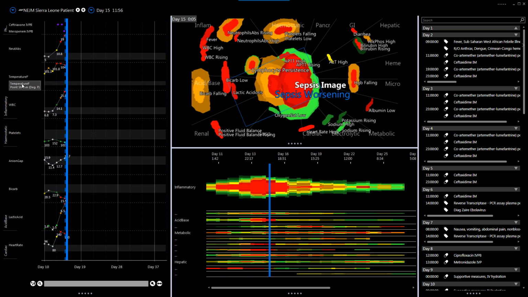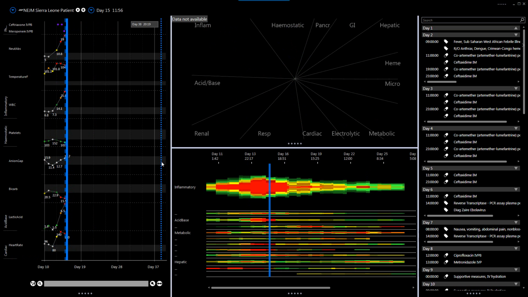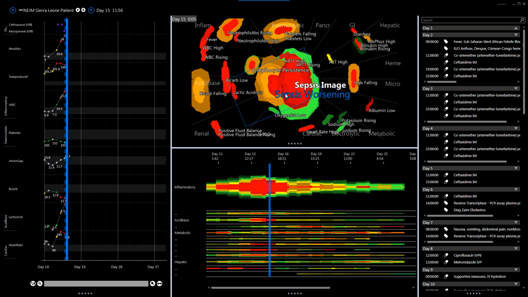So, for instance, the rise in white blood cell count, the high fever, the rise in absolute neutrophil count, the rise in anion gap, the fall in bicarb, the rise in lactic acid, and the rise in heart rate. All of these combine to produce the image of sepsis worsening, which we see here. Because we are using a specific term, worsening, that refers to the fact that we have a dynamic distortion, the perturbations, which are the components of the matrix distortion over to the left, actually are vectors or trends that reflect the evolution of the condition.